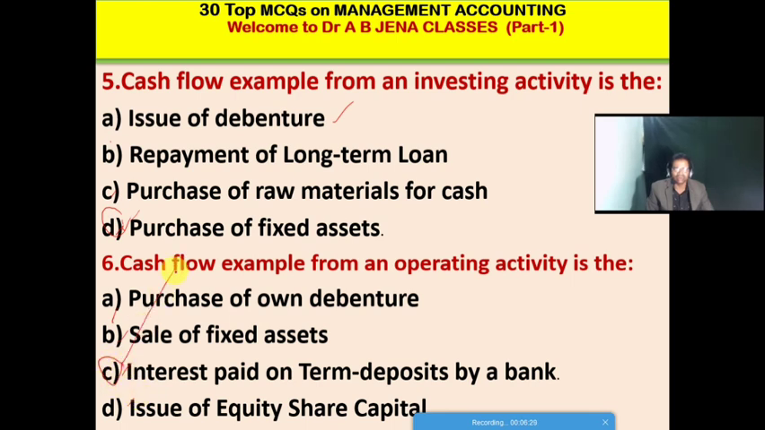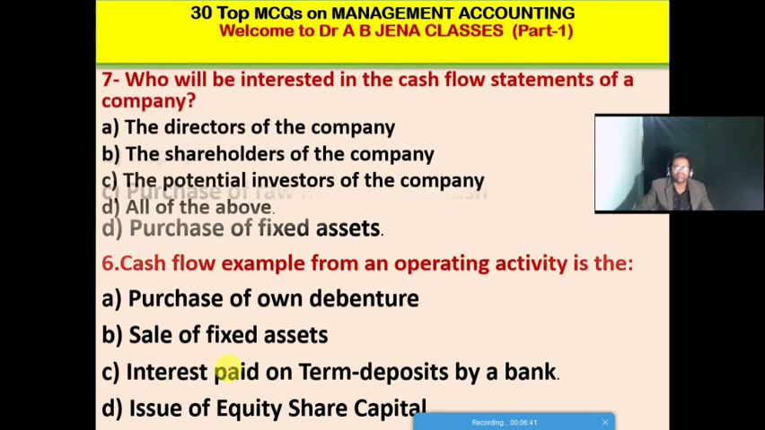Friends, so C is the right option for this MCQ. And the cash flow example from an operating activity is interest paid on term deposits by a bank. So C is the right option for this MCQ.